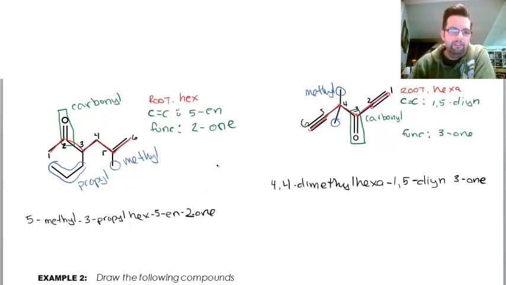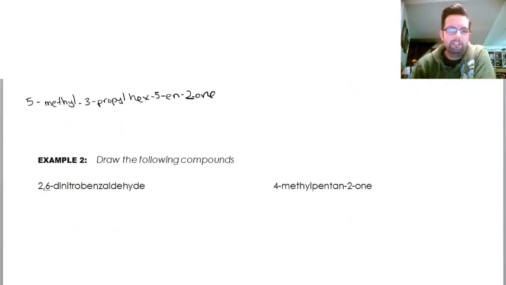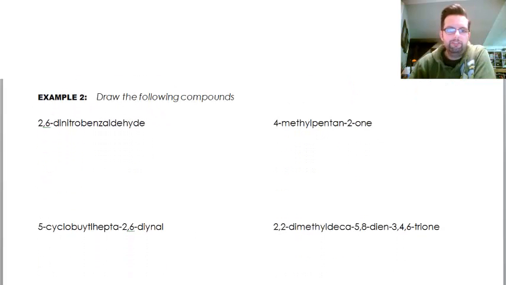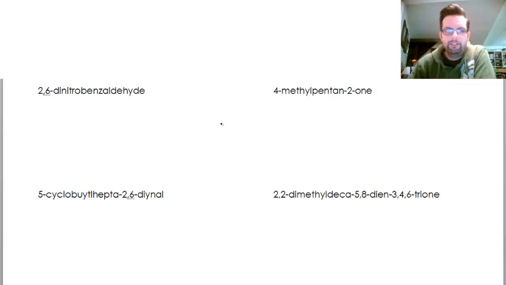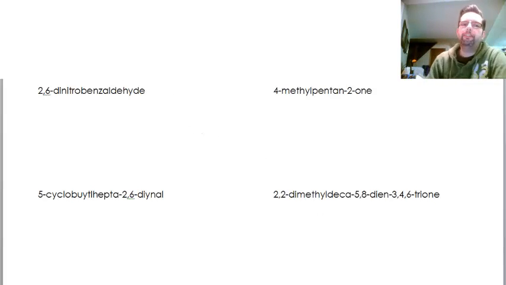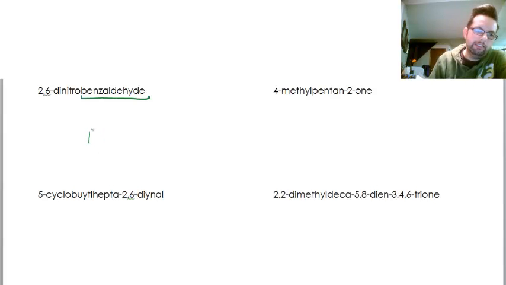Alright. Let's move on to drawing. Okay, so I'm only going to do a couple of these. I'm going to do the first one and the last one. First things first, let's identify the parts of our suffix. Obviously, we're going to start at the end and observe. Look, what do we have? We have benzaldehyde. Okay, that means we have a benzene ring.